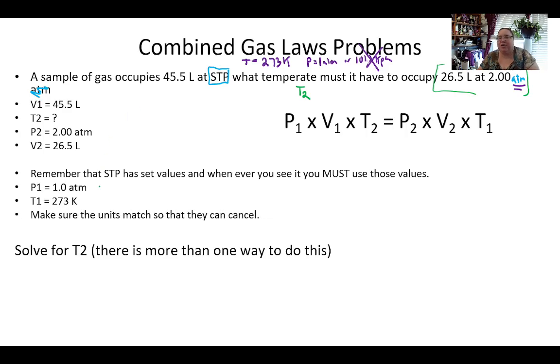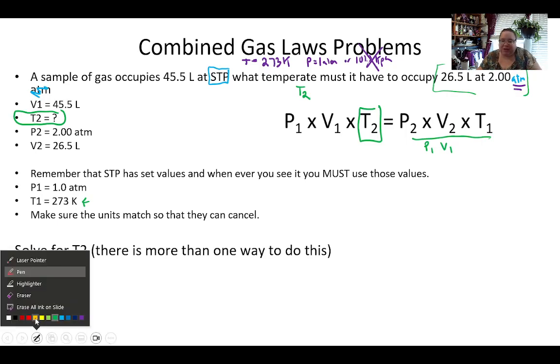So, check our units. Do we have Kelvin? Yes, we do. Do my units match for pressure and volume? Yes, they do. It is asking us to solve for T2, so I want T2 by itself. That means I have to divide both sides by P1 and V1.